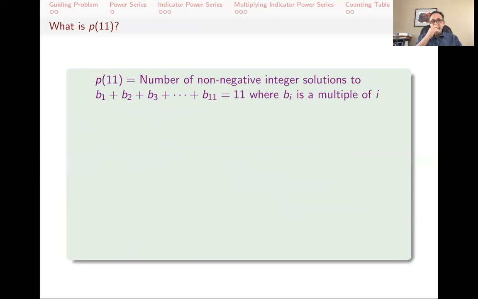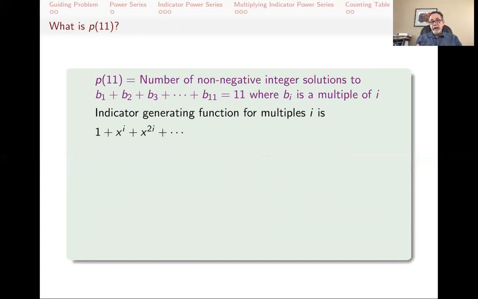So I'm repeating what I just said, that P11 is the number of non-negative integer solutions to B1 plus B2 all the way to B11 equals 11, where Bi is a multiple of i. And then for each of these, the indicator power series is going to be 1 plus x to the i plus x to the 2i. Those are multiples of i. And they're just a geometric series with a common ratio x to the i. So it's 1 over 1 minus x to the i. You can think of it that way, or you can think of it as starting with 1 plus x plus x squared and replacing every x with x to the i.